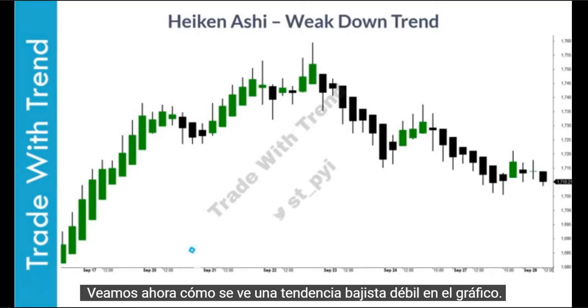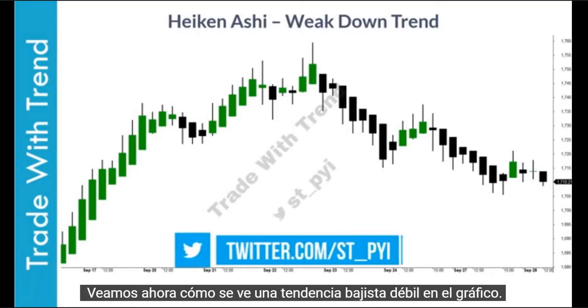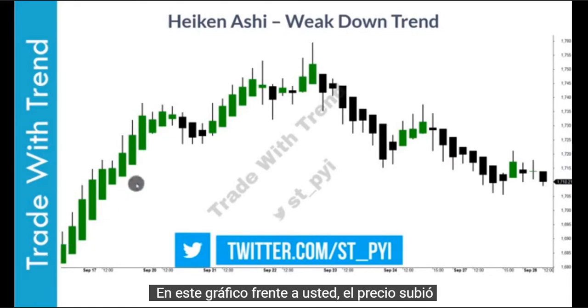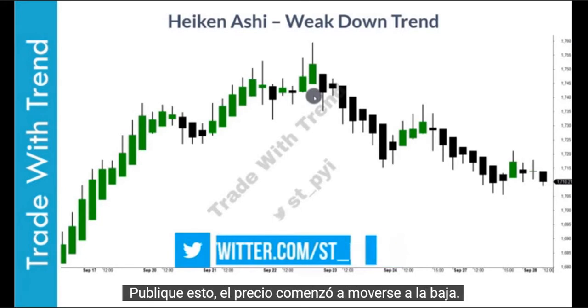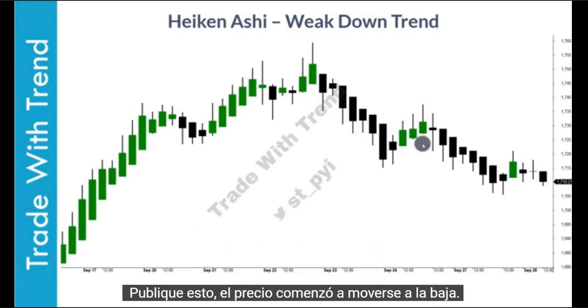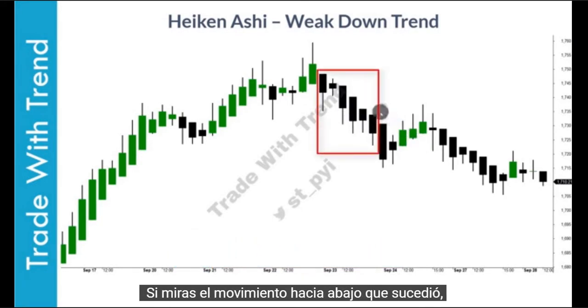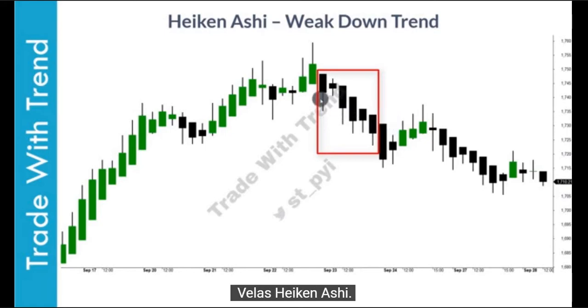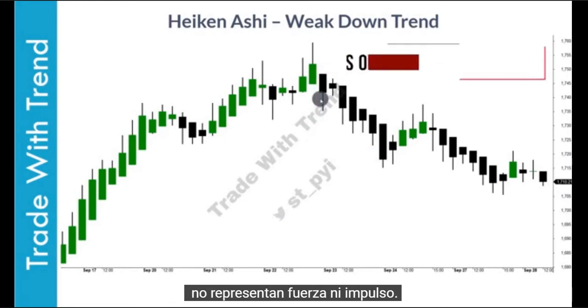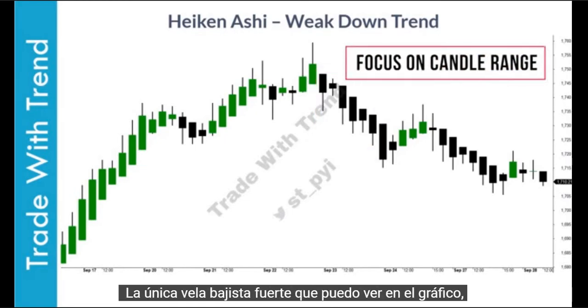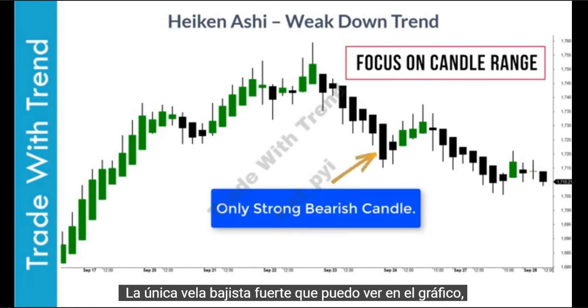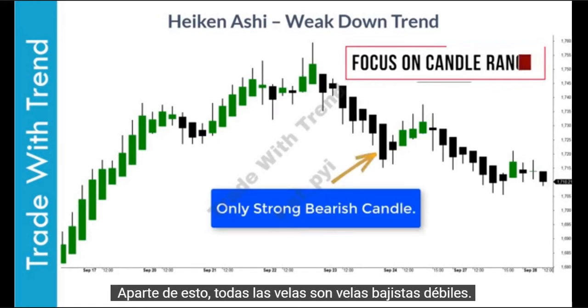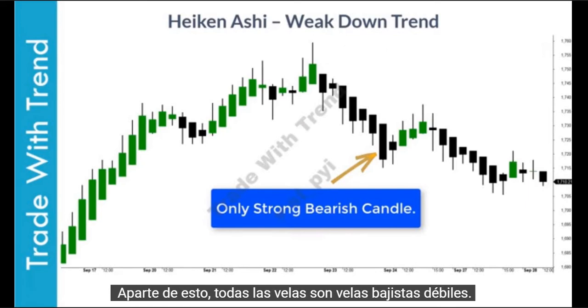Let us now see how a weak downtrend looks on the chart. In this chart in front of you, price moved higher and then indecision candles showed up on the chart. Post this, price started moving lower. If you look at the down move that has happened, it has happened on back of weak initiation Heiken Ashi candles. These candles that I've marked on the chart do not represent strength and momentum. The only strong bearish candles that I can spot on the chart is marked here. Other than this, all candles are weak bearish candles.